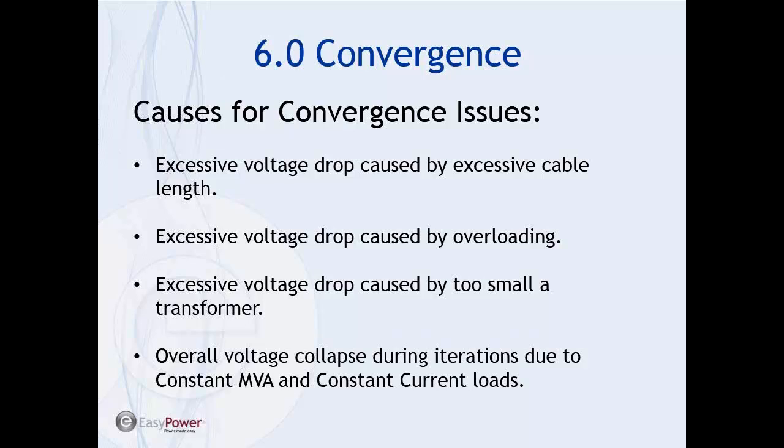So excessive voltage drop can be caused by excessive cable length, caused by overloading, can be caused by too small of a transformer. And again, overall voltage collapse during iterations is due to what? The constant MVA, holding the constant MVA as the voltage collapses. Remember, if you hold constant MVA load and the voltage is dropping and dropping and dropping, the current is going up and up and up during the solution. You'll find a point where it just can't go anymore.